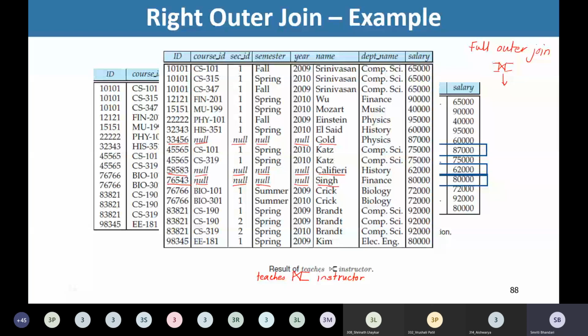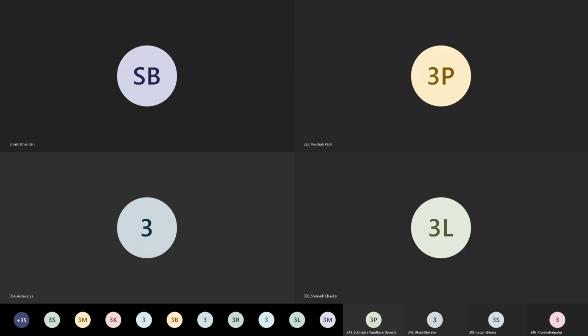So I hope that all of you must have understood all those operations. And we'll be revisiting those operations whenever we go for SQL. So let's stop today. And in the next session, we are going to discuss a few more operations, and we are going to cover the aggregate functions as well. So let's stop today. Thank you.